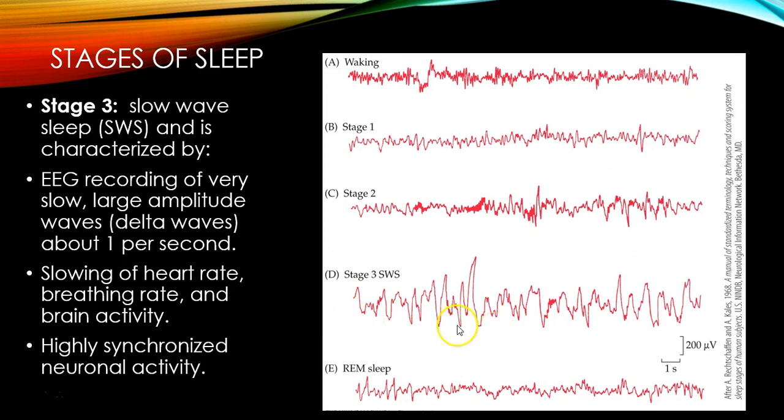Your heart rate is quite slowed, your breathing is slowed and steady, and the brain activity is very slow, and we call this very highly synchronized neuronal activity. Everything is just very slow and calm. This would be what we would call our deepest sleep when we get to stage 3.